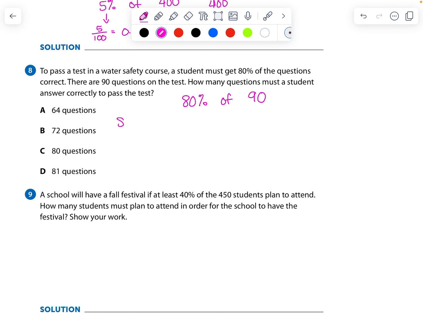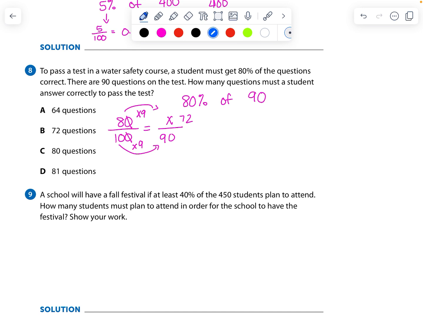So you could set up your proportion. 80%, 80 over 100 is equal to some amount over 90. You're going to have to do some sort of simplifying. I would divide by 10. That cuts out the 0. How do I get from 10 to 9? Times 9, times 9 to get 72. So that's option 1. Also, you could draw the bar diagram.